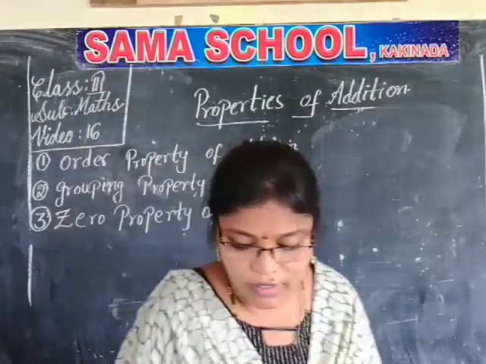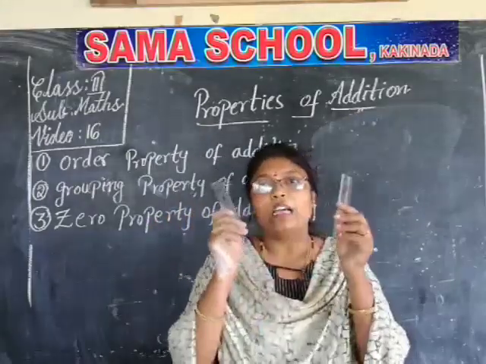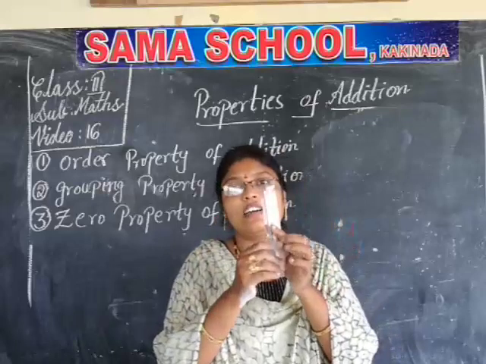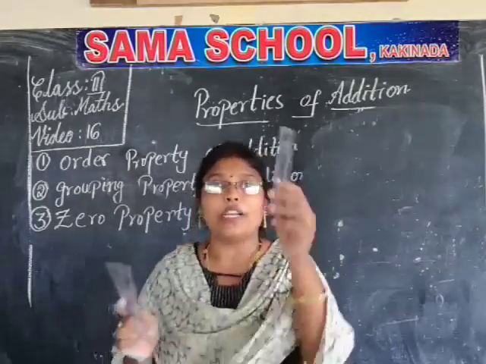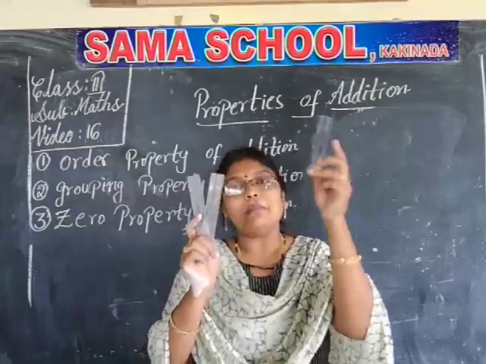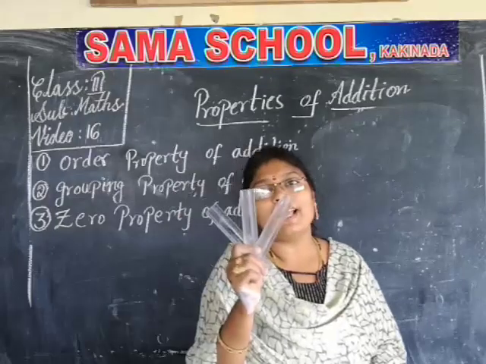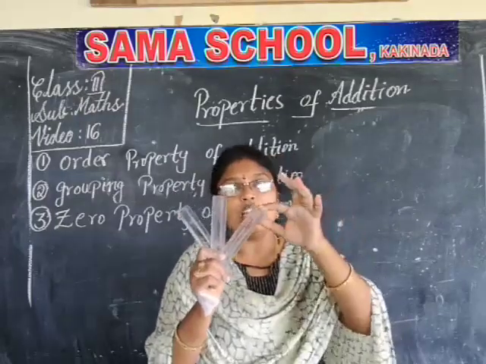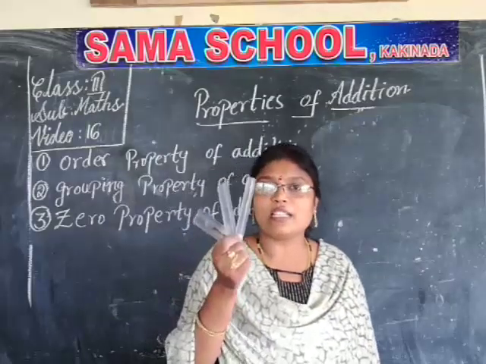See, children, I have two scales here and I have added one more scale to it. Then, how many scales do I have in total? 1, 2, 3. So, now I have 3 scales.